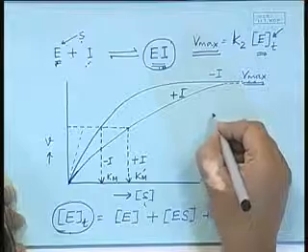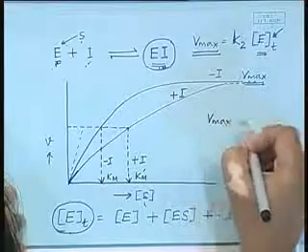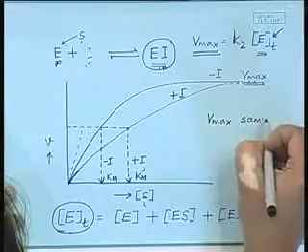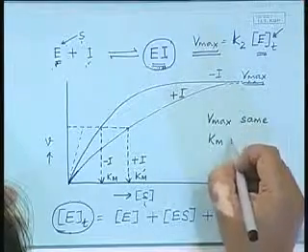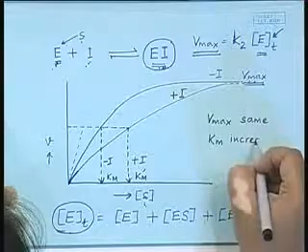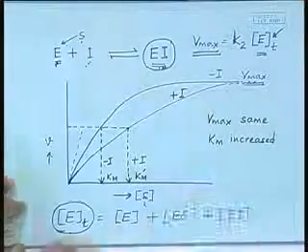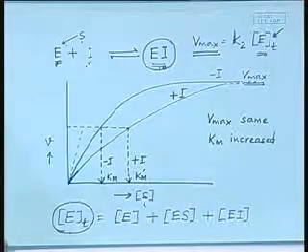So, my Vmax is the same, Km increased. For what? For competitive inhibition of the enzyme.